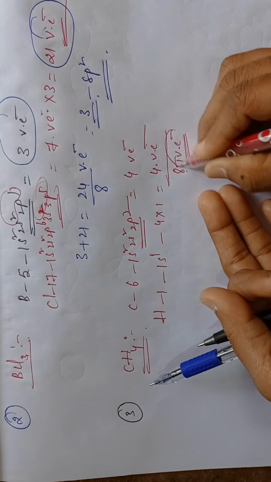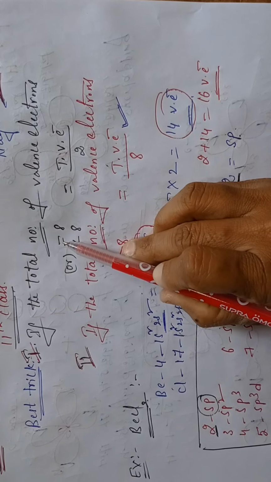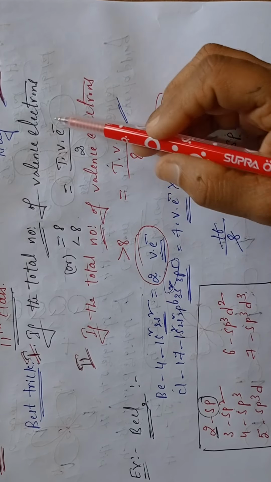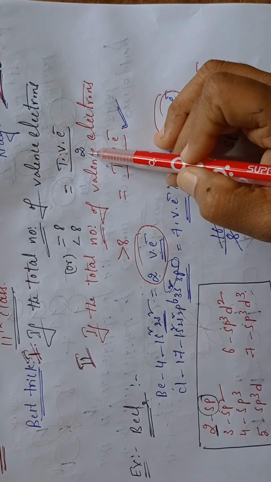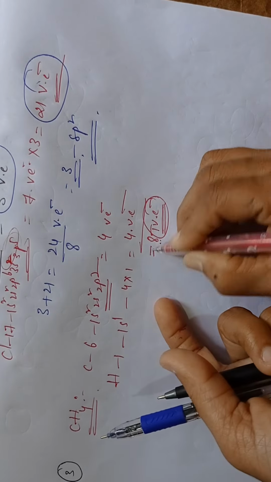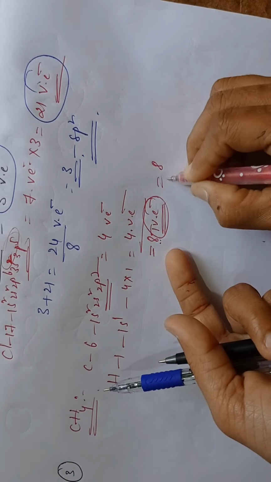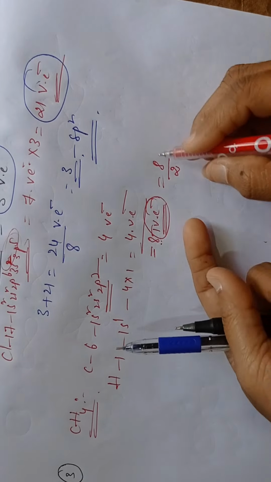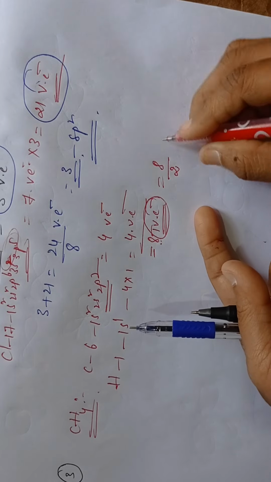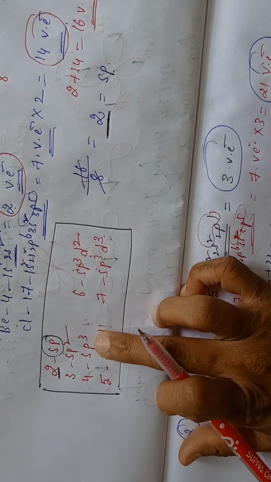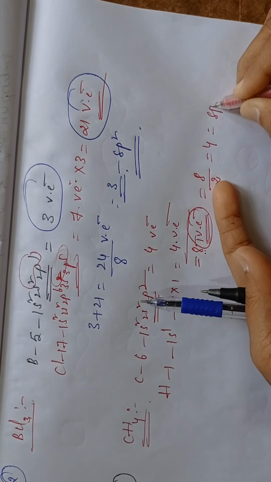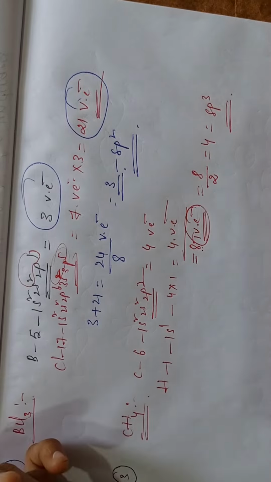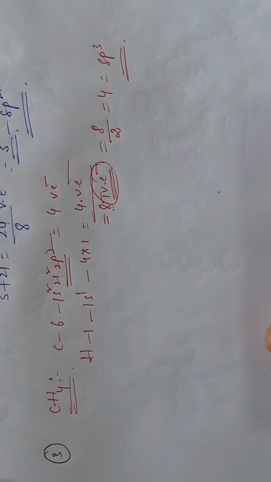This is the total number of valence electrons. 8 came. Now if the total number of valence electrons is equal to 8 or less than 8, it should be divided by 2. Understanding? According to trick number 1, 8 by 2, how much will you get? 4. 4 means what is the hybridization, students? sp3. Clear? Understood?